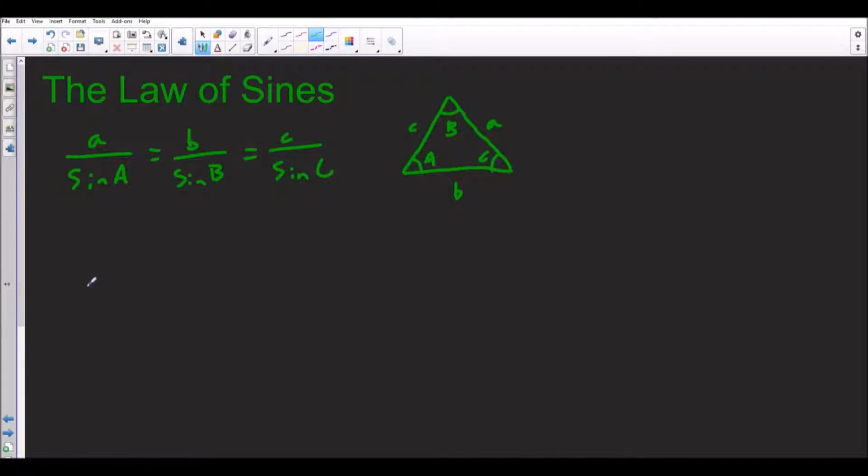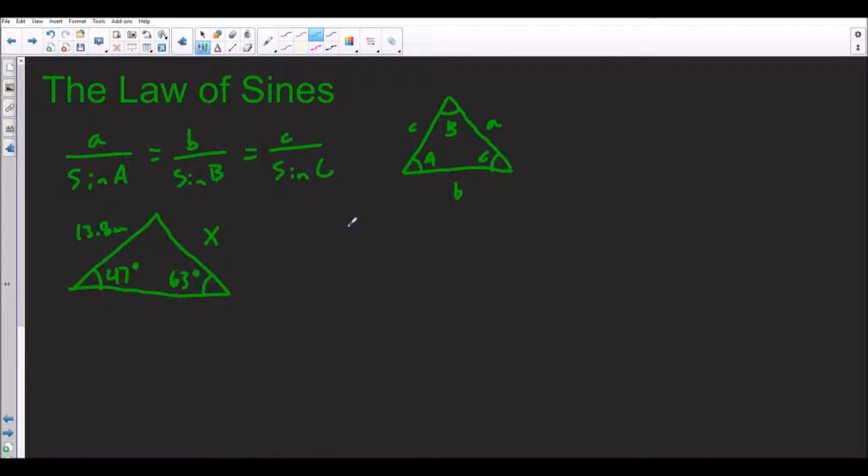So let's draw our triangle. It's going to look like this. We're going to have this angle as 47 degrees, this angle as 63 degrees, and this side as 13.8 meters. And we don't know what this side is.